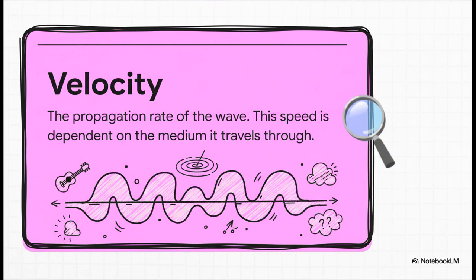And finally, we have velocity. This is just how fast the wave's energy is moving along. But here's the really important part. The velocity isn't set by the wave itself. Nope, it's determined by the medium it's traveling through. A wave doesn't have its own speed. The environment it's in tells it how fast to go.